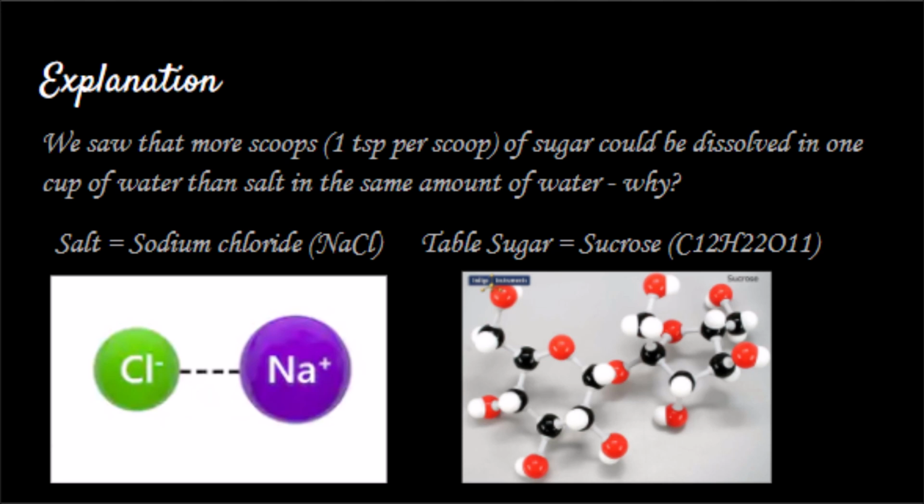The scientific name of table sugar is sucrose. It is written as C12H22O11. A molecule of sucrose has 12 carbon atoms, 22 hydrogen atoms, and 11 oxygen atoms. There's a model of it here on this slide. And as you can see, sucrose is a much bigger molecule than salt. And because it is bigger, water has more contact with it, and thus it is more soluble.